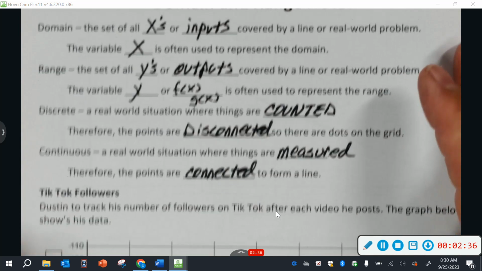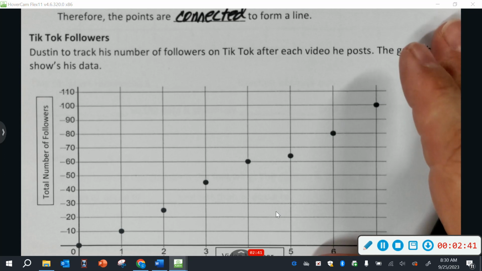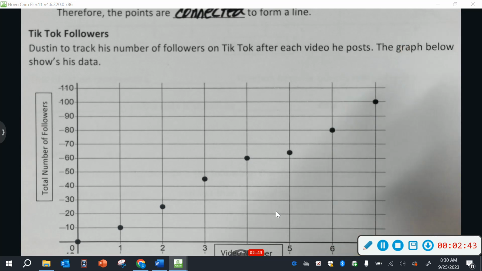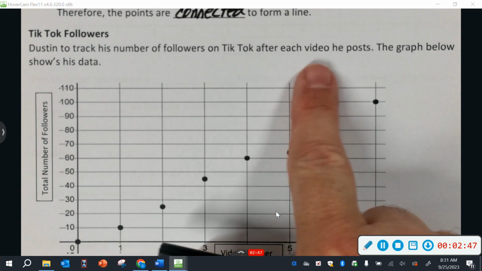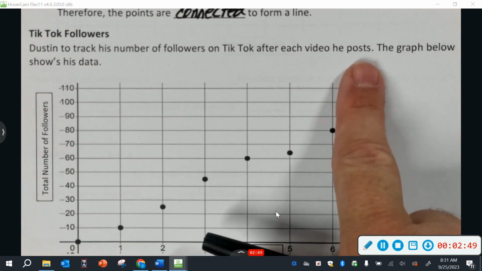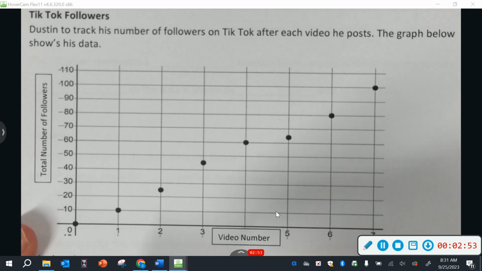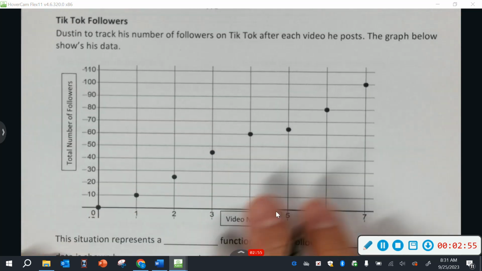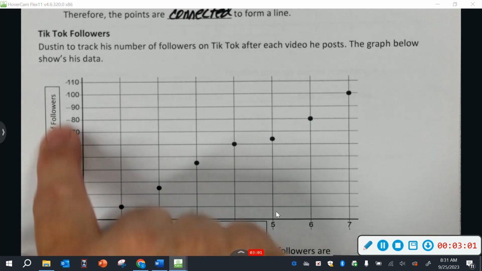Alright, so here we go. So let's look at a real world situation here. Okay, so we have TikTok followers. So Dustin tracked his number of followers on TikTok after each video he posts. The graph below shows his data. Alright, so anytime we're looking at a graph, remember we want to see what the x-axis is and we want to see what the y-axis is.